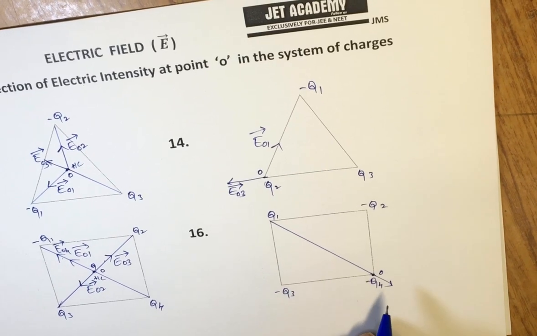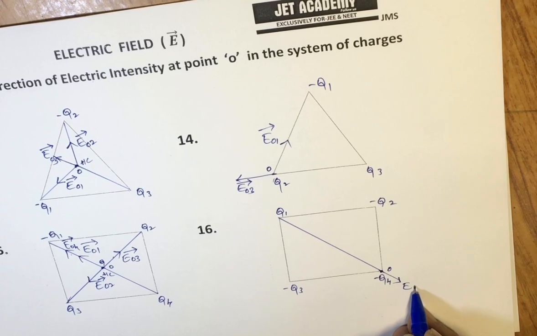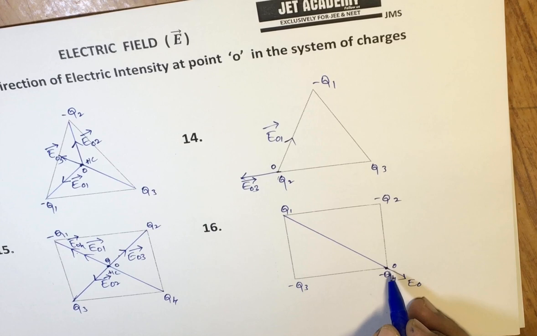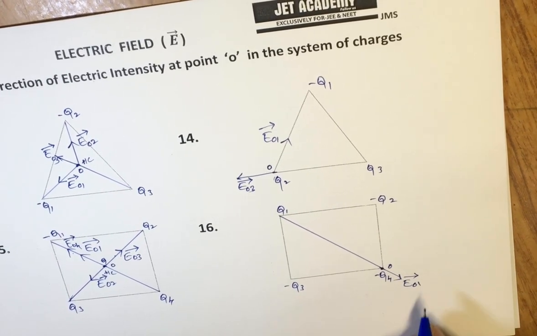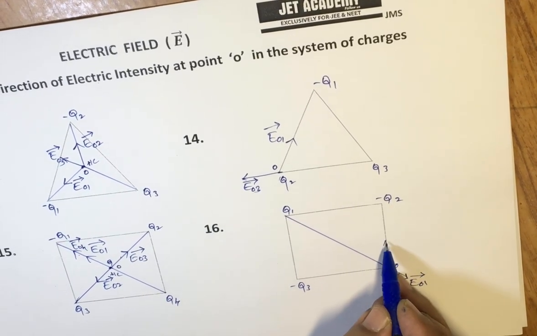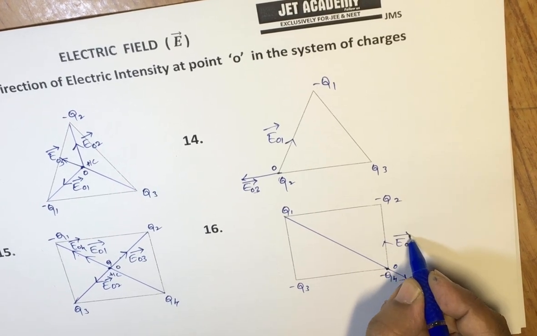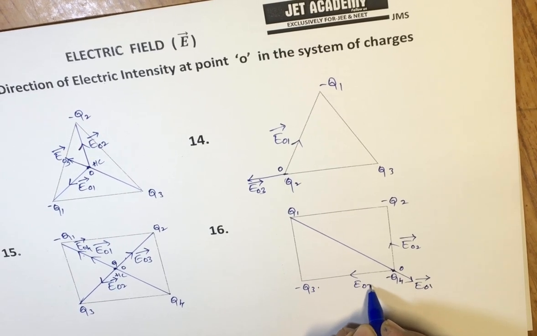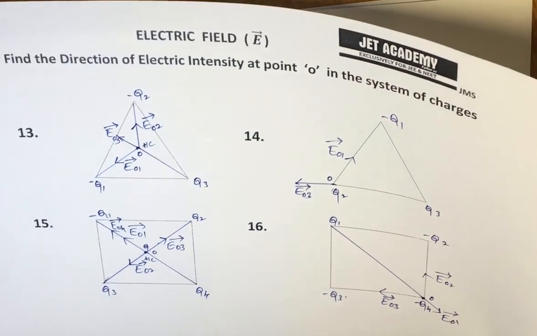Then Q1 is going to be represented by EO. Don't write this as 4, because this is going to represent O, EO1 due to charge 1, and this 2 is attractive. This is going to be EO2. This is also attractive, EO3. And lastly, we will solve another one.